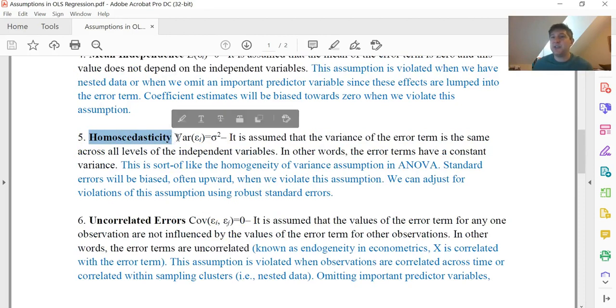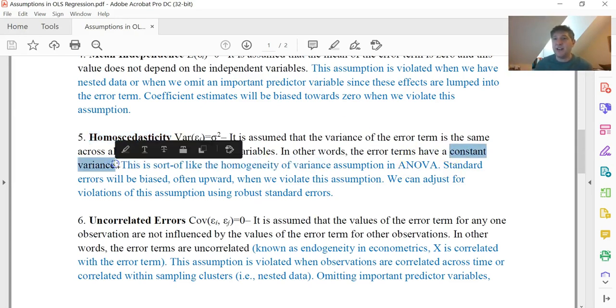Homoscedasticity, this is also called our assumption of constant variance. This is the same assumption that we make in an ANOVA model, the homogeneity of variance. We assume that the variance of the error term is the same across all levels of our independent variable. That's why we call it a constant variance assumption.